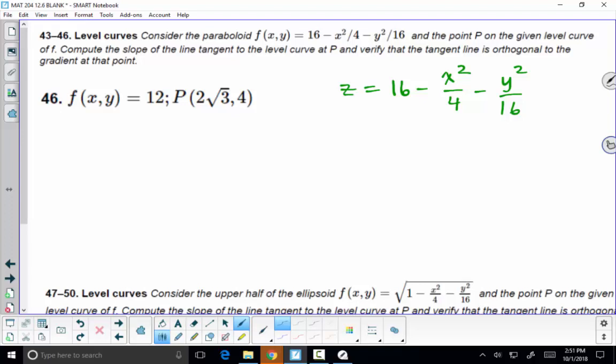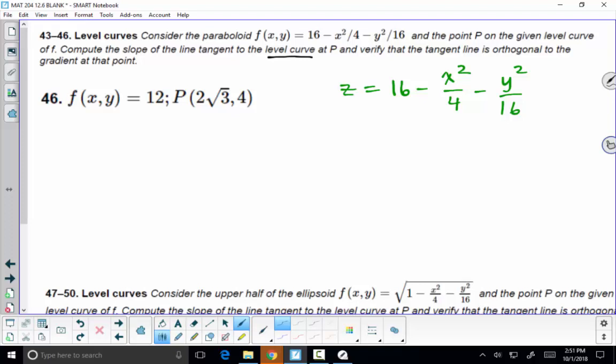Okay, so P is on a level curve. It's on this level curve. So we're going to assume that if we plug in 12 right there, this ordered pair satisfies the equation for that level curve. We'll assume that they did that right. Compute the slope of the line tangent to the level curve at P and verify that the tangent line is orthogonal to the gradient. Okay, so we've got our surface.